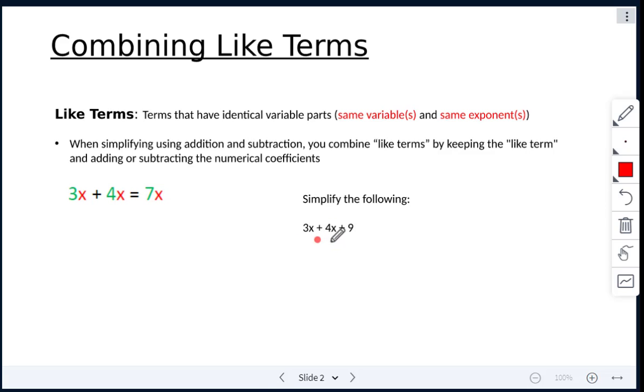All right, so let's say we have this example here. We have 3x plus 4x plus 9. Therefore, 3x and 4x are like terms. They both have the variable x. The 9 does not contain an x beside it. All right, this is not a like term with 3x and 4x. So therefore, when we simplify this, this would become 7x plus 9.